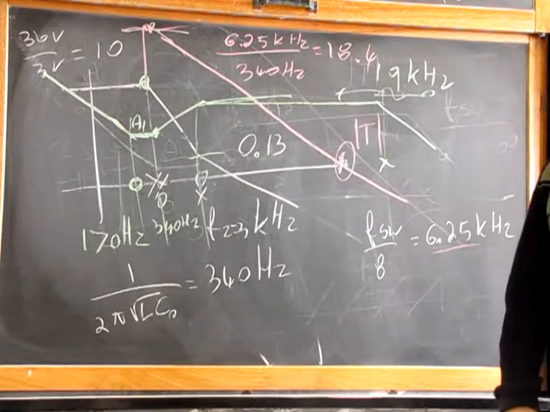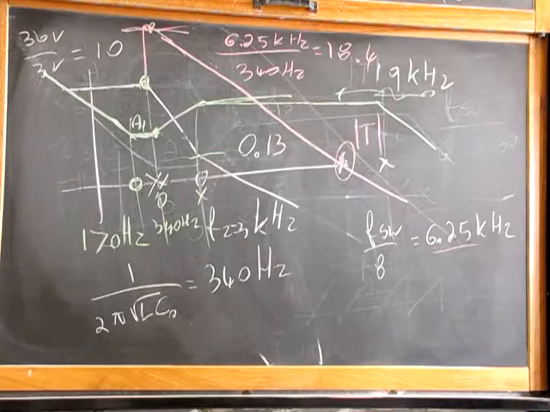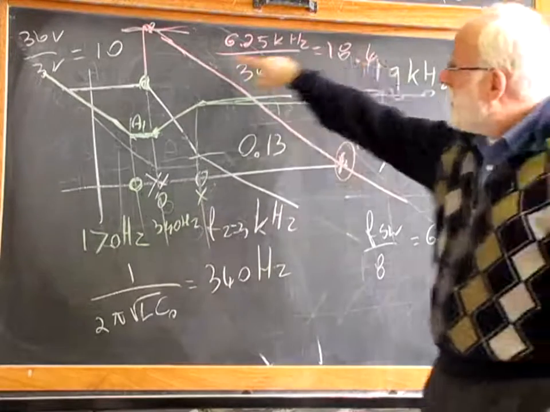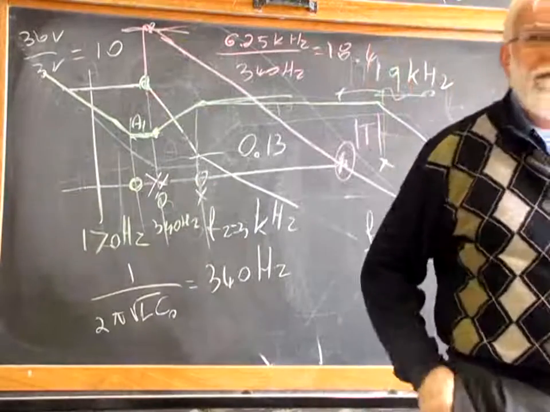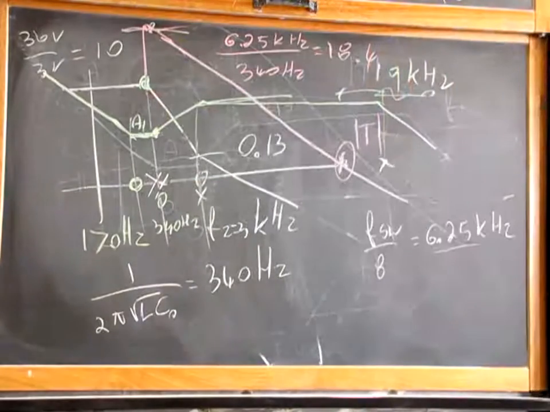I would make 18.4, that is this gain, minus 10 equals 8.4. They are not dBs. They are.